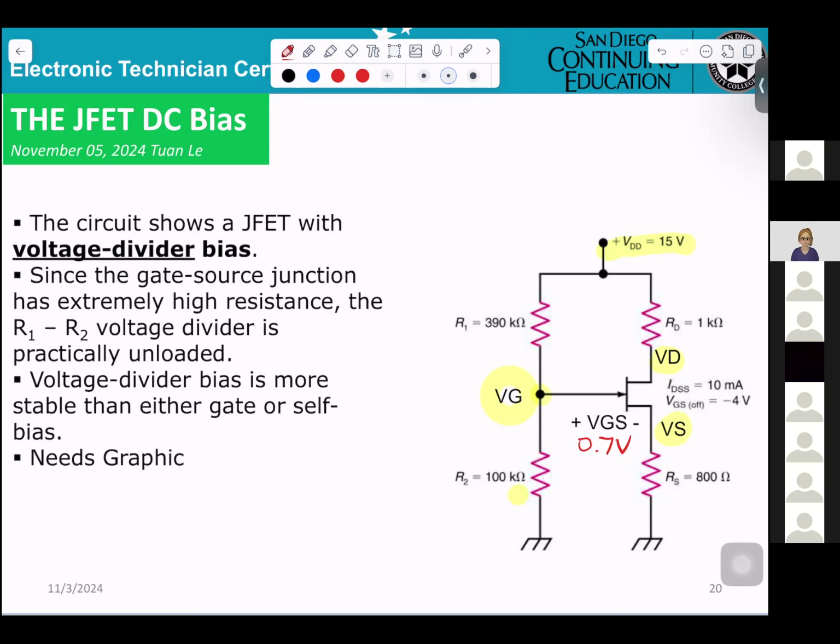Since the gate-source junction has an extremely high resistance, the R1 to R2 voltage divider is practically unloaded. Voltage divider bias is more stable than either gate bias, that means fixed bias, or self-bias. However, same thing, you need a graph.